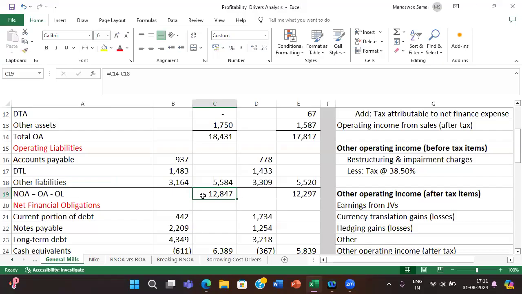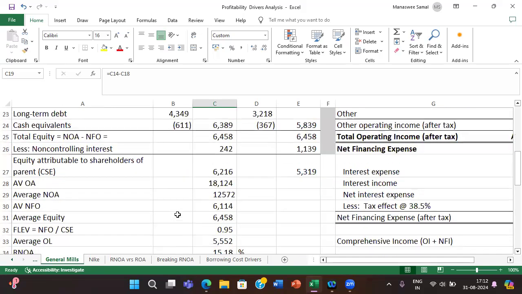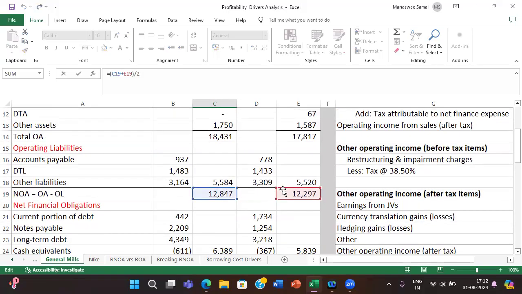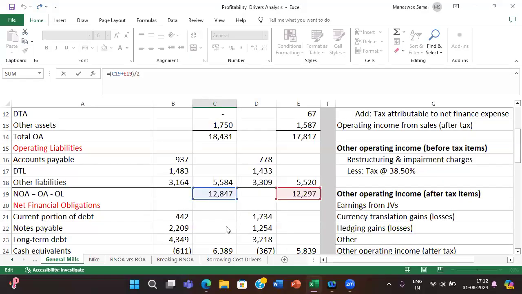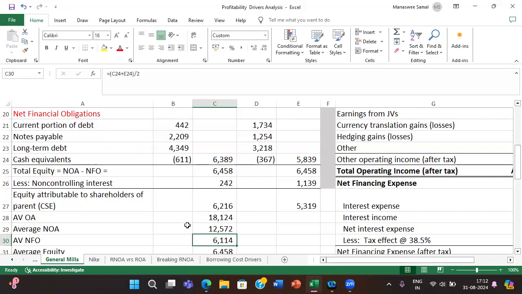Now that we have calculated NOA, let us jump straight to the average NOA figure and then finish this discussion at a particular stage. You can see that the average NOA figure is 12,572. That is, if you track the formula, C19 and E19 divided by 2, these two figures have been pulled there. All the figures are in the file, and I don't think that will create any problem. You just go to the cell and trace the figures in the formula bar. Automatically you'll come to know what figures we have taken, isn't it? So that gives us the average NOA.